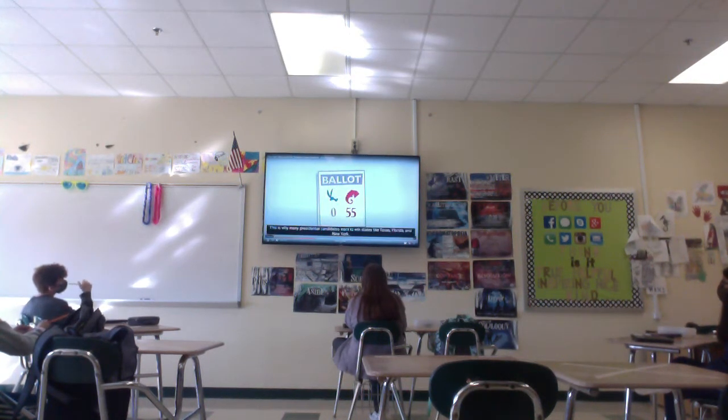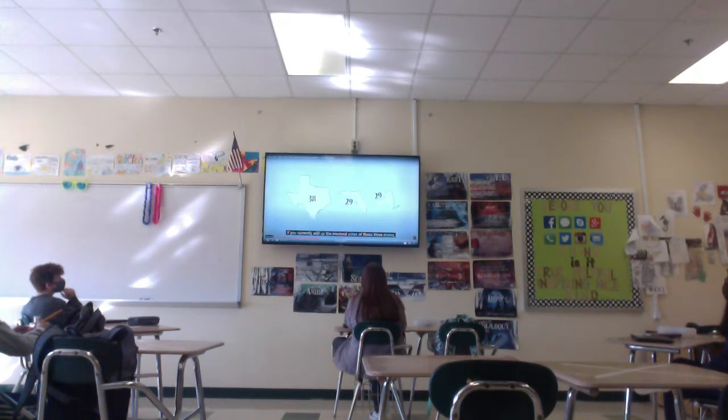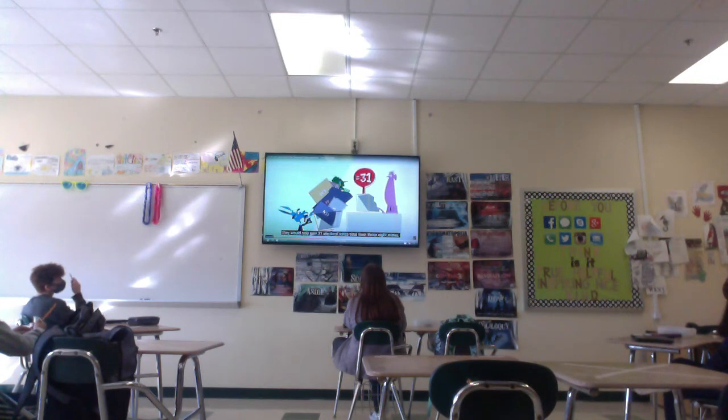This is why many presidential candidates want to win states like Texas, Florida, and New York. If you currently add up the electoral votes of those 3 states, you would have 96 electoral votes. Even if a candidate won North Dakota, South Dakota, Montana, Wyoming, Vermont, New Hampshire, Connecticut, and West Virginia, they would only gain 31 electoral votes total from those 8 states.